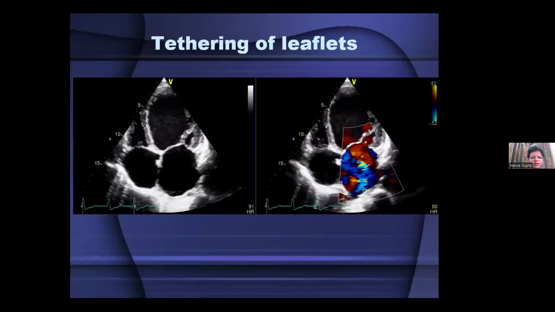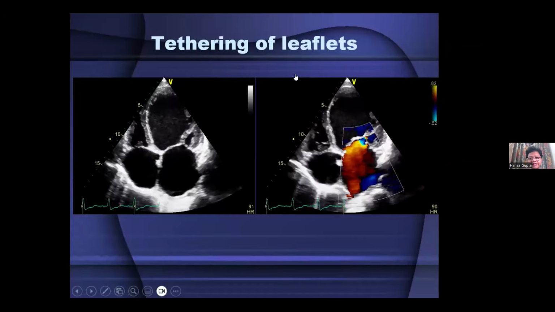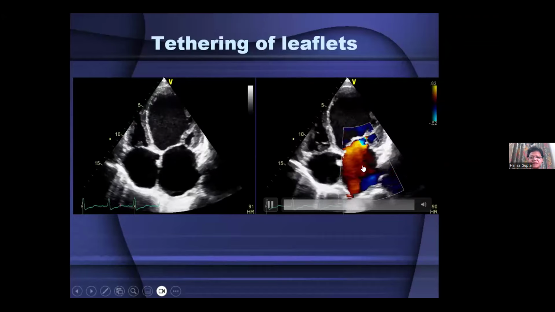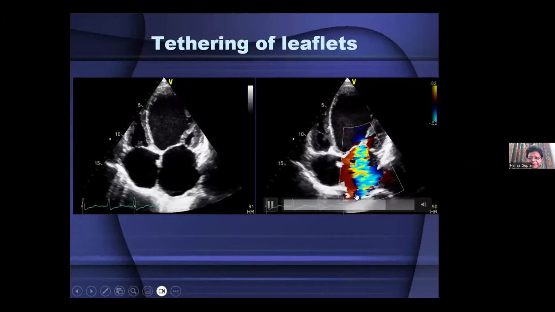All right, so be aware of it so that you can look for it. See, it is happening here also. This is the MR, almost going up to the pulmonary vein.